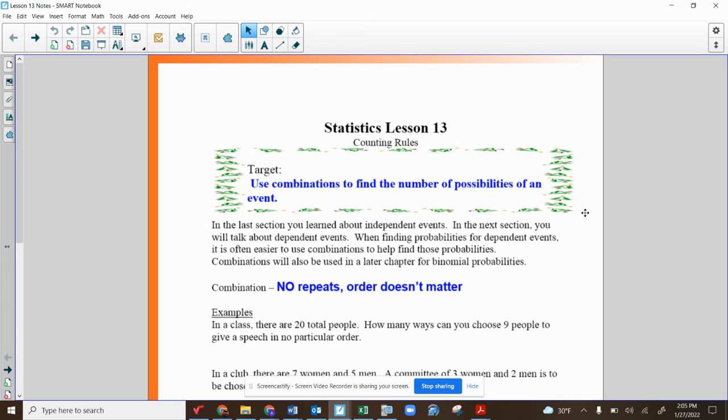All right, before we get into our last topic of dependent events, we need to do a little in between here. So, lesson 13 is going to be on combinations. So, a little review of how to do combinations.